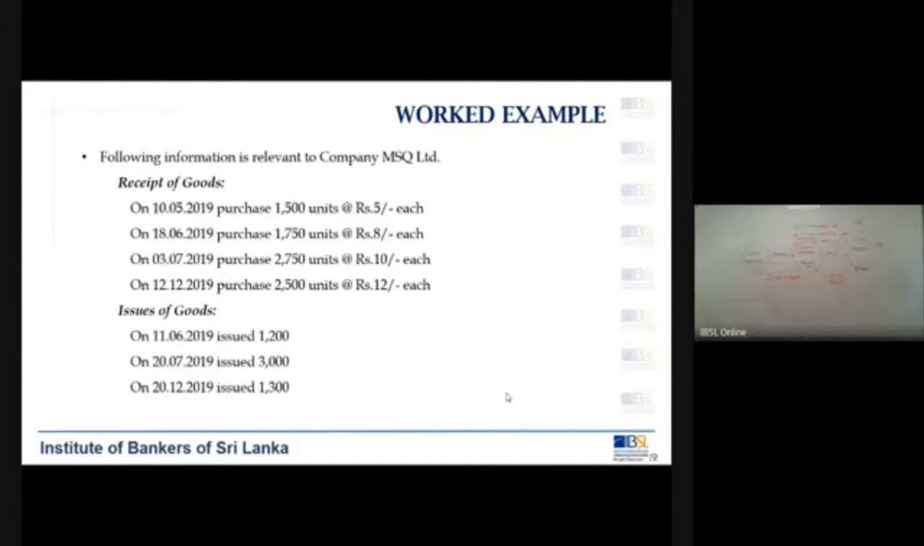Can you start looking at what is the closing value of stock using the FIFO method and then the weighted average cost method? You have to do it both ways. So let's try to do it with the FIFO method first. FIFO. Can you start?